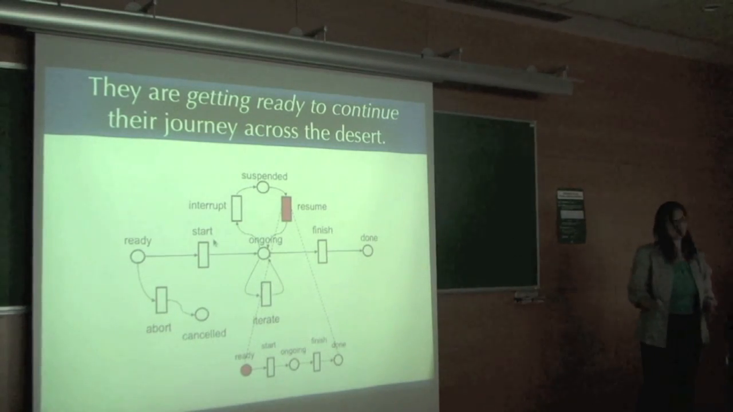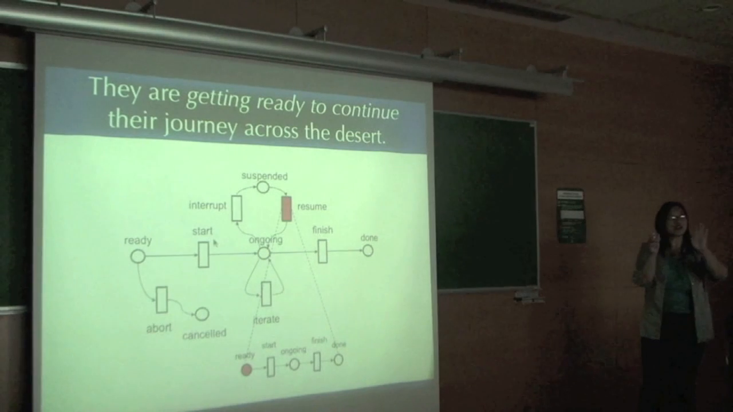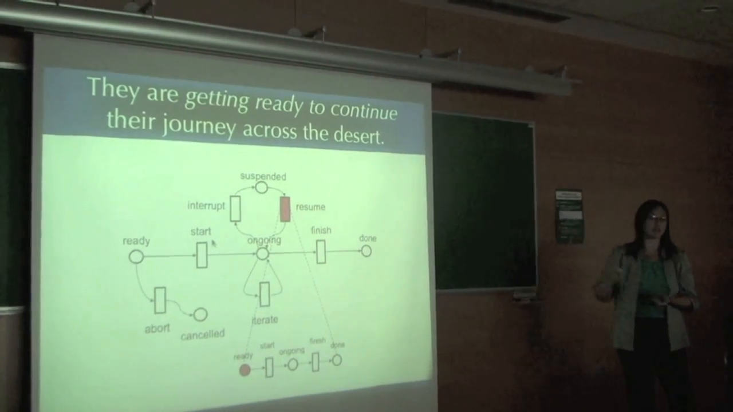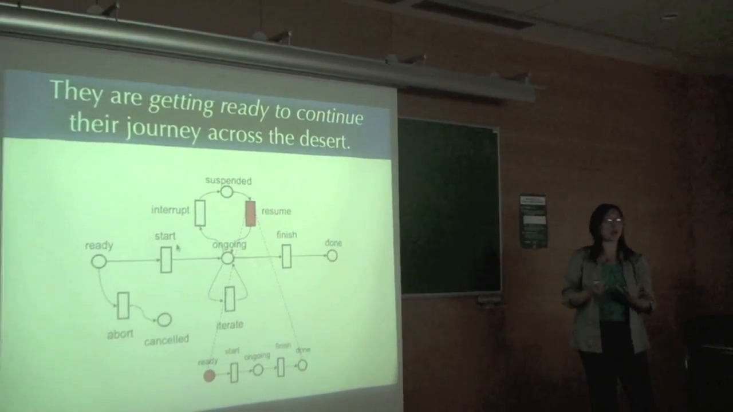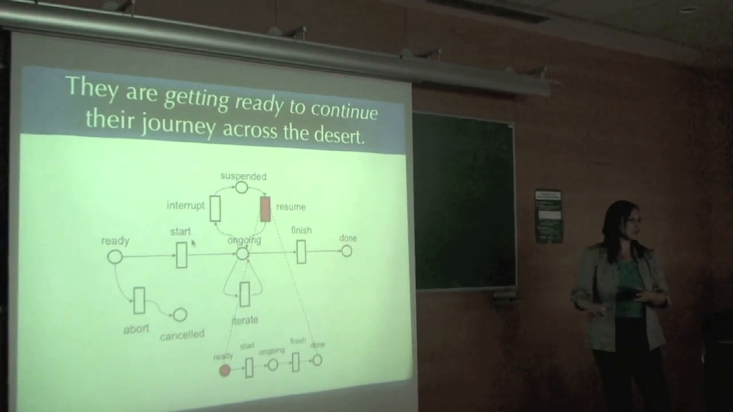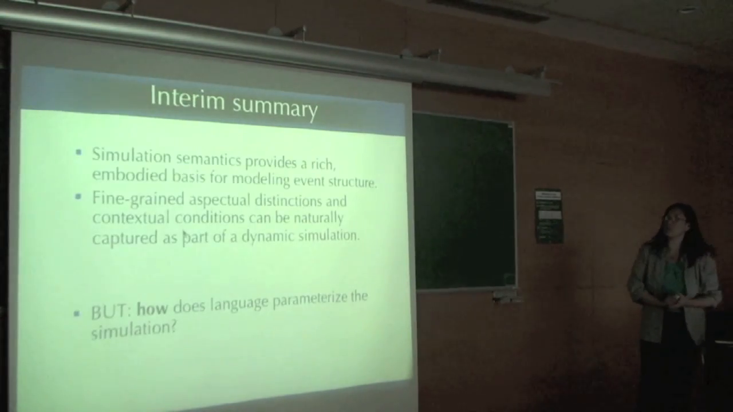So maybe the big idea here, if you don't get anything else, is this part that says the semantics of complex aspectual constructions and complex sentences is well captured by a representation that is motivated by aspects of motor control. Yes? Okay, good. Okay, so the interim summary.